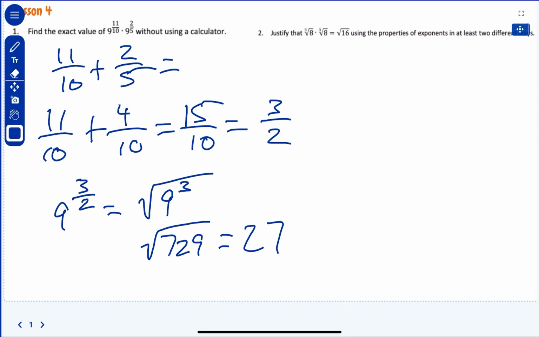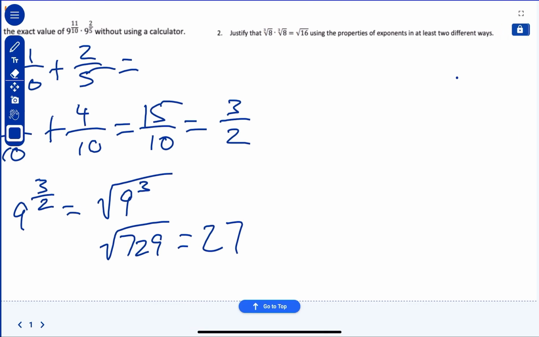Okay. Number 2 says justify that the cube root of 8 times the cube root of 8 is equal to the square root of 16 using the properties of the exponents in at least 2 different ways. Okay. How are we going to do that?